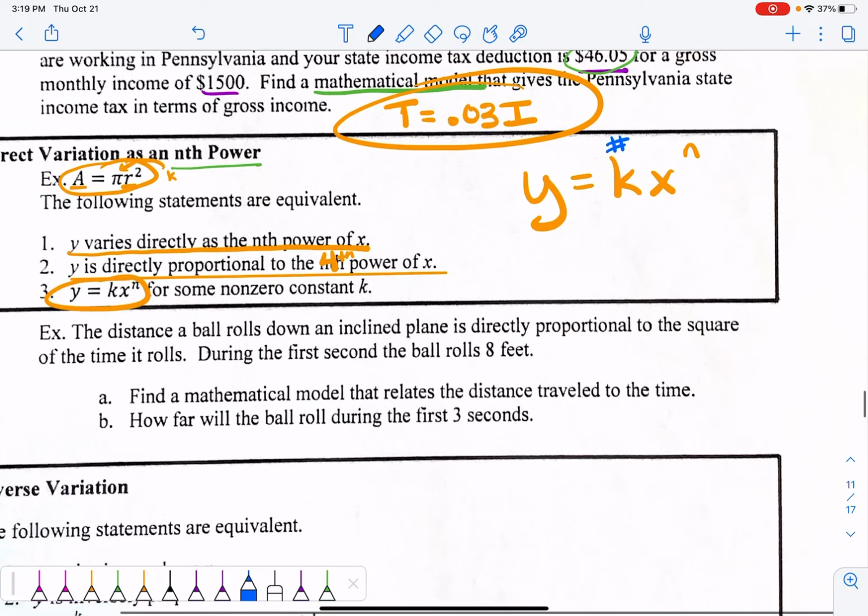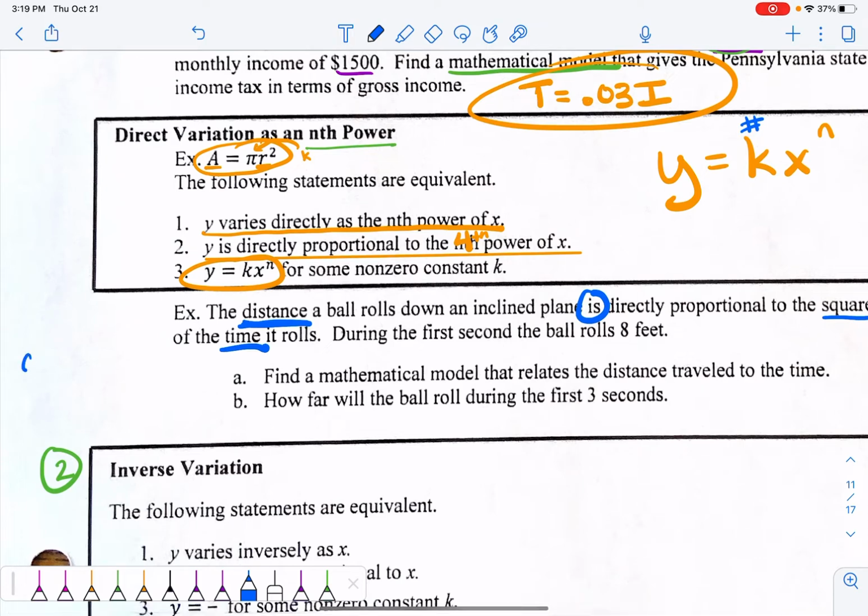So the distance a ball rolls down an inclined plane, okay, we're talking about distance, I'm going to underline that, is directly proportionate to the square of the time it rolls, okay? So distance is directly related to the square of the time, okay? So let's go over here. Distance is directly related, we know we need a constant in there, directly related to the time squared, and that's what our function is going to look like, okay?